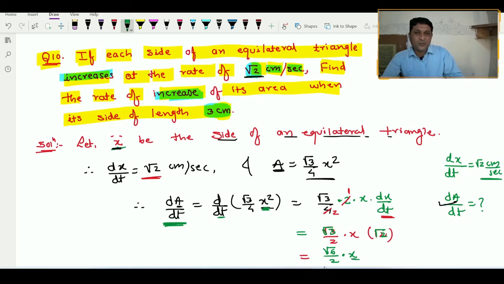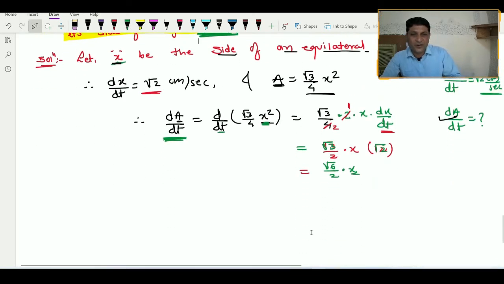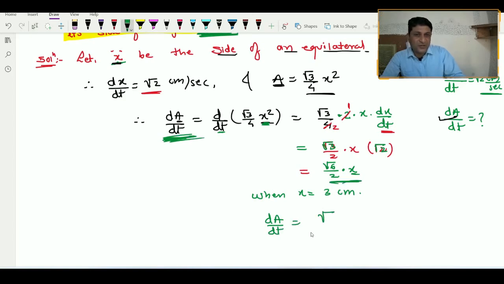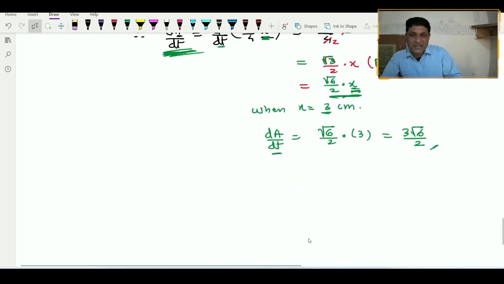Now the question is to find the increase in area when x, that means the side, is equal to how much? 3 centimeter. So now substitute x equal to 3 centimeter according to the given condition. When x is equal to 3 centimeter, at that time dA by dt, which is our required value, and the result we have got here is root 6 upon 2 into x, but x is 3 here, so it is equal to 3 root 6 upon 2. In this way we have got our required value dA by dt, so the area of the equilateral triangle increases.